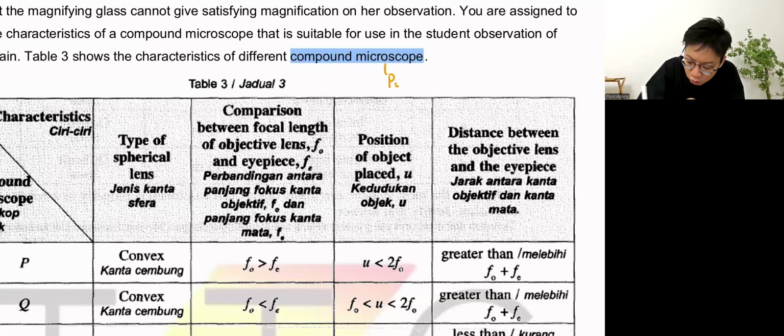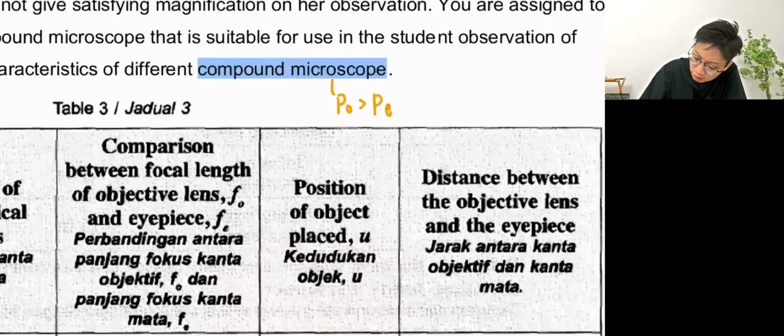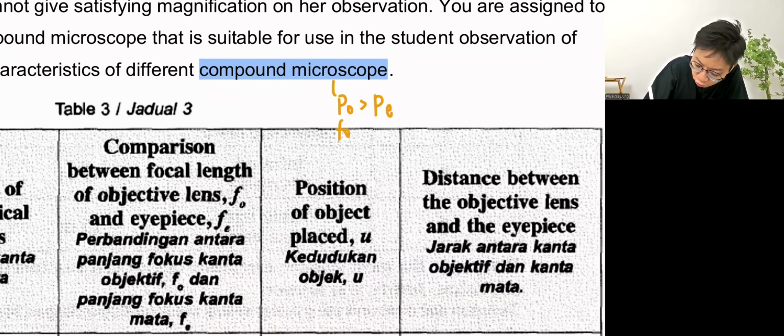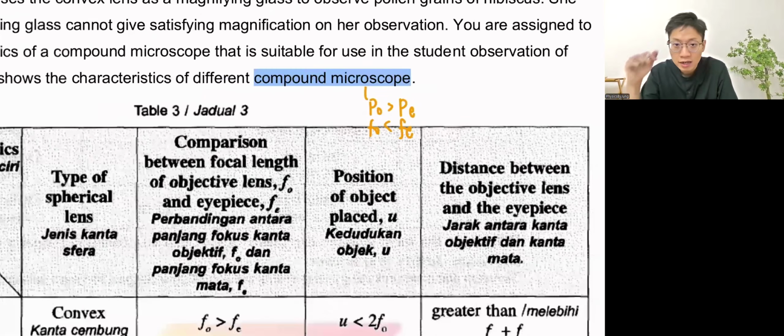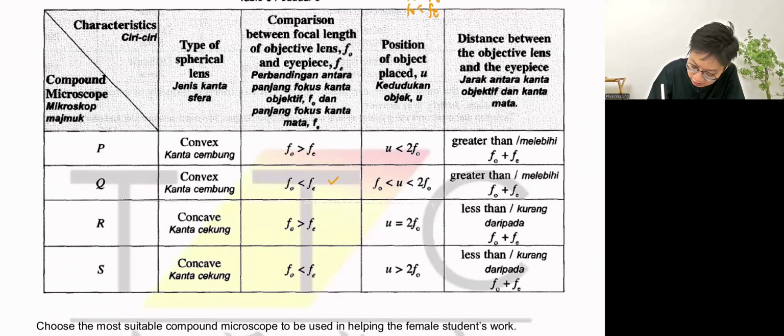So for the microscope, PO is larger than PE. So we want the opposite one, which is FO shorter than FE. If FO is shorter than FE, this is acceptable. I want a convex lens, so my answer is Q.